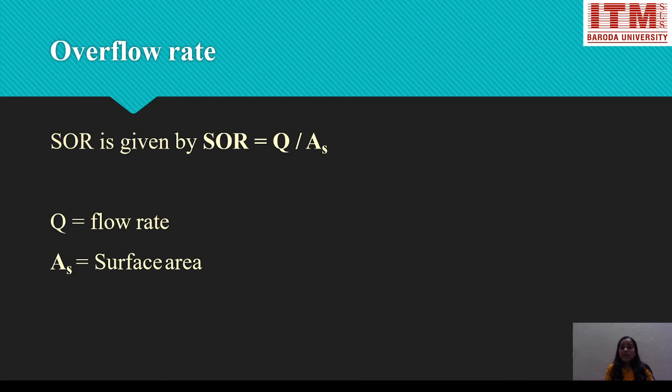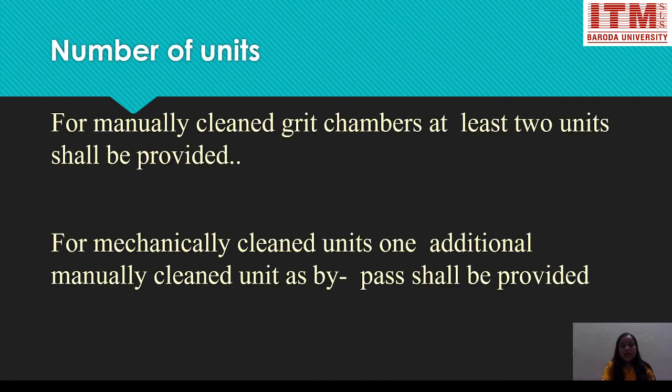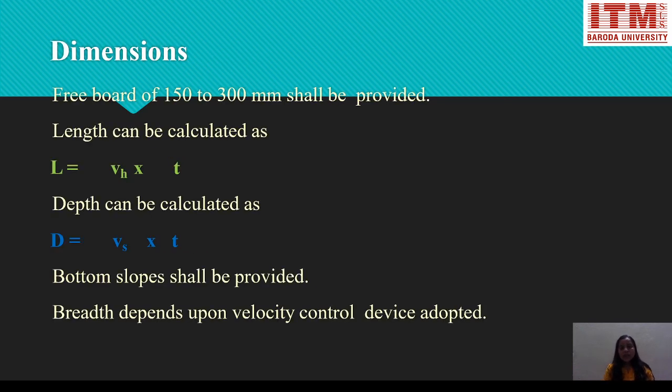Now what will be the surface overflow rate? Again, this is one of the important parameters. It is Q upon As. What we have to understand is, in 1 square meter of area, if we are allowing 1 cubic meter of wastewater to go through, how much wastewater will come out as overflow? Here Q is flow rate and As is surface area. Number of units: for a manually cleaned grit chamber, at least 2 units shall be provided. For a mechanically cleaned unit, 1 additional as a standby should be provided.